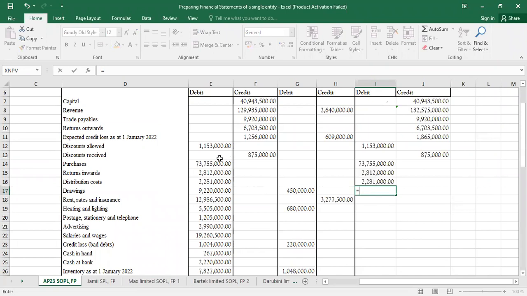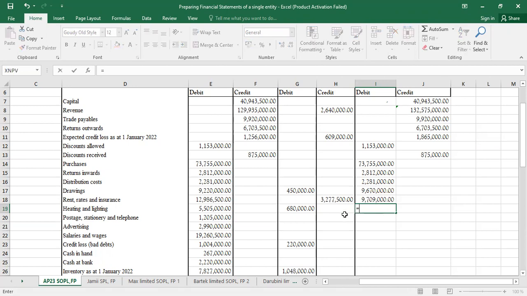Then you can see that our drawings are on the debit column, and the adjustment is also on the debit column. So we are adding, so it will be this one here. You add the 450 that was understated, or not disclosed. Now see here is where there's a difference. For our rent, rates and insurance, it's an expense, that's why it's on the debit column. But the adjustment is on the credit column. So what do we do? We minus. But it will remain on the debit column because it's still positive.